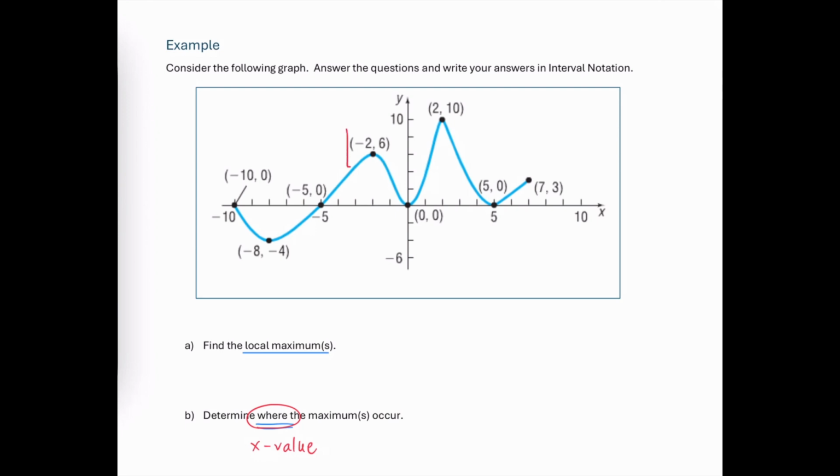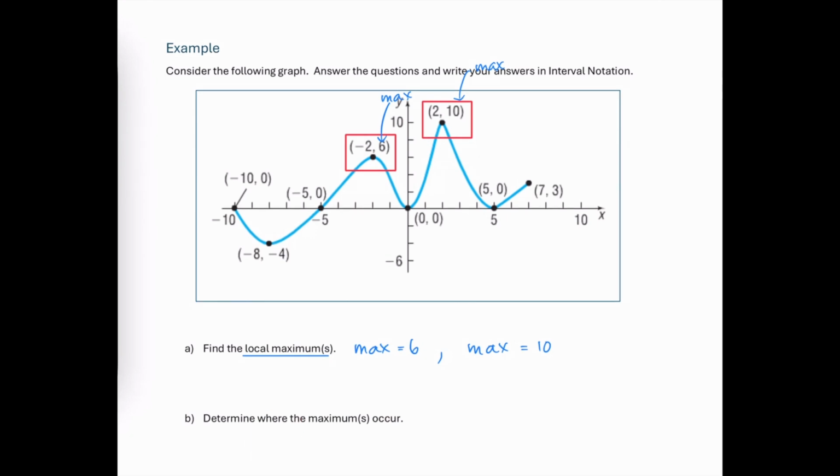And for local maximums, we're simply looking at these peaks. We have two maximum values here. We have two mountaintops. And now the question is, what is the maximum? Remember, the maximum is going to be determined by simply looking at the y value. The y values are the local maximum values. So we'll say that we have a maximum value of 6 and a maximum value of 10.